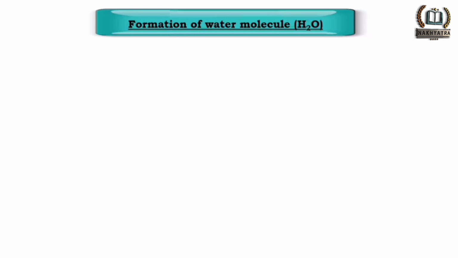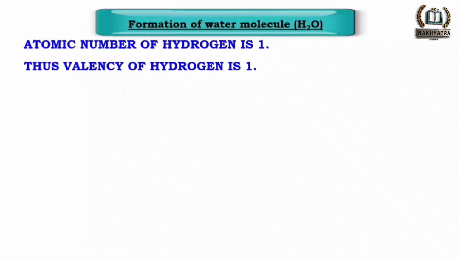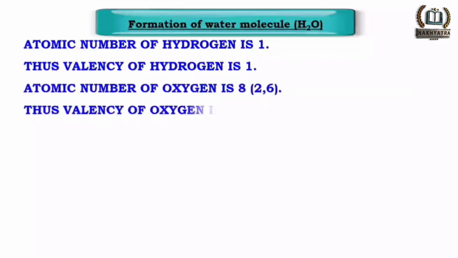Next is the formation of water molecule, the formation of methane molecule, and the formation of carbon dioxide molecule. So first see the formation of water molecule. The water molecule, its molecular formula is H2O. The atomic number of hydrogen is 1, thus valency of hydrogen is 1. The atomic number of oxygen is 8, and its electronic configuration is 2, 6. Thus valency of oxygen is 2.